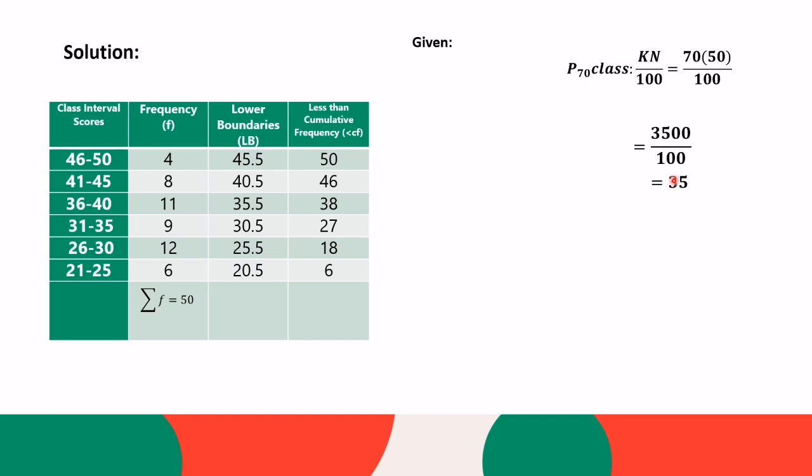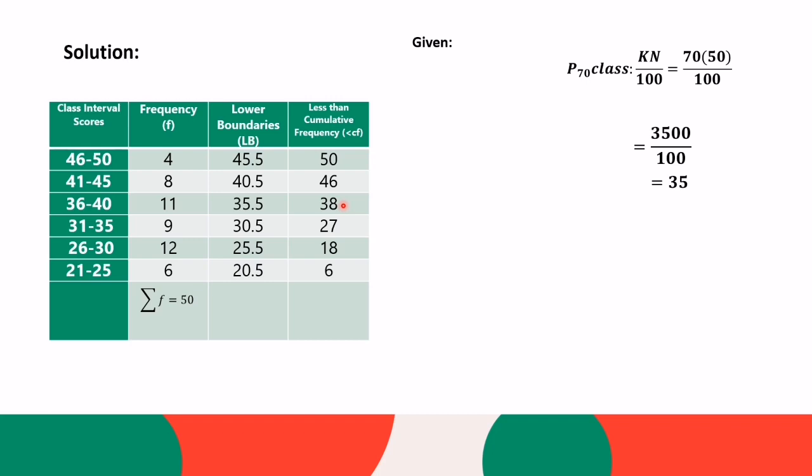Now, we will look at where 35 belongs. It does not belong in the first row, to the 6, because that row goes only up to 6. It also does not belong in the second row because it goes only up to 18. It also does not belong in the third row because it goes only up to 27.